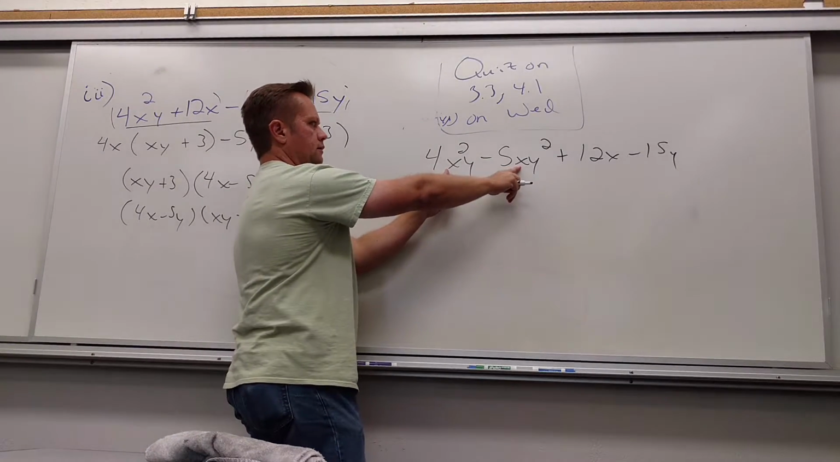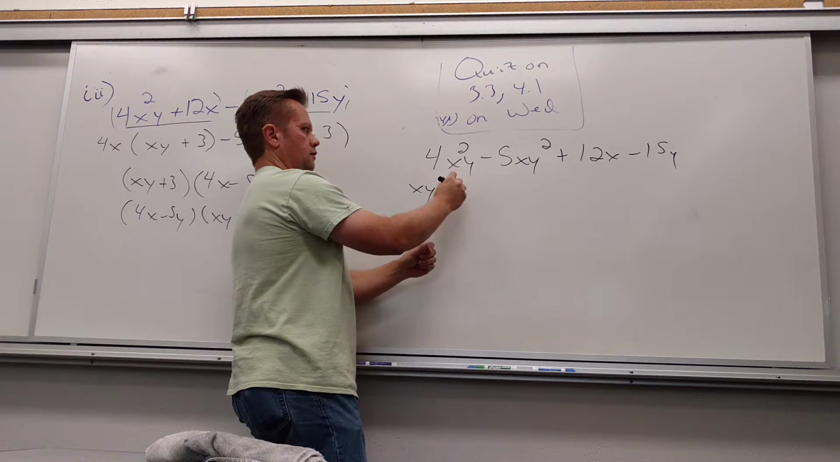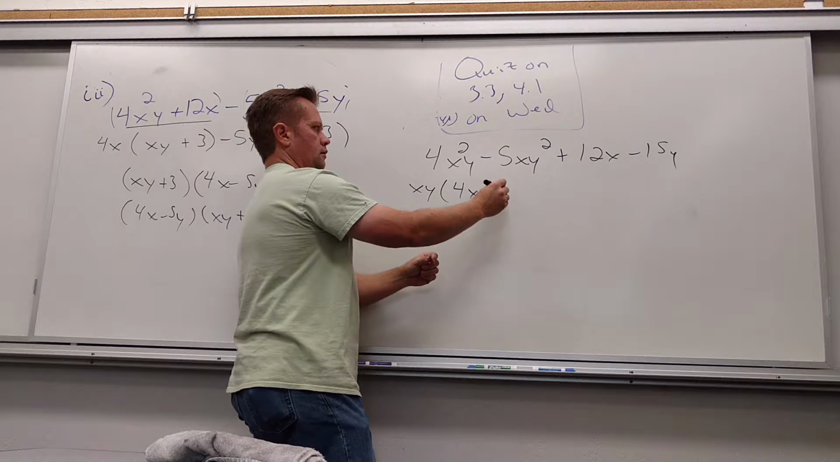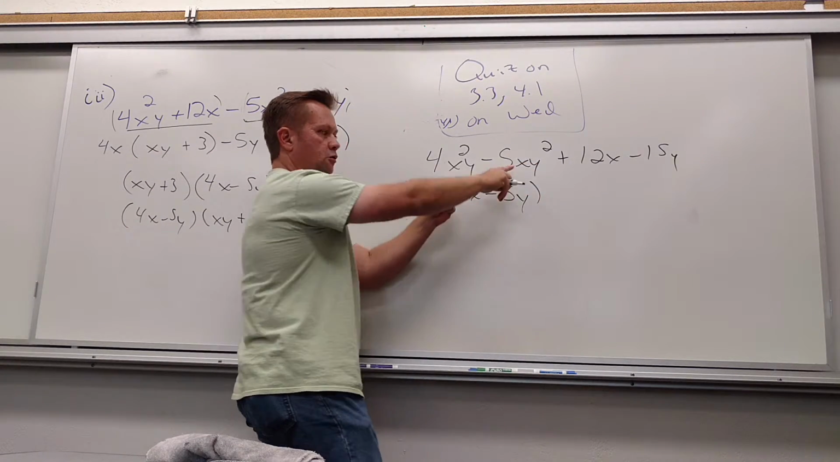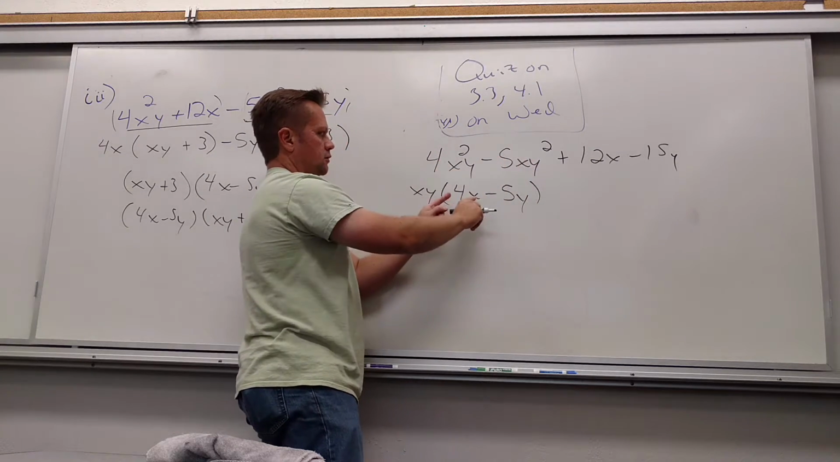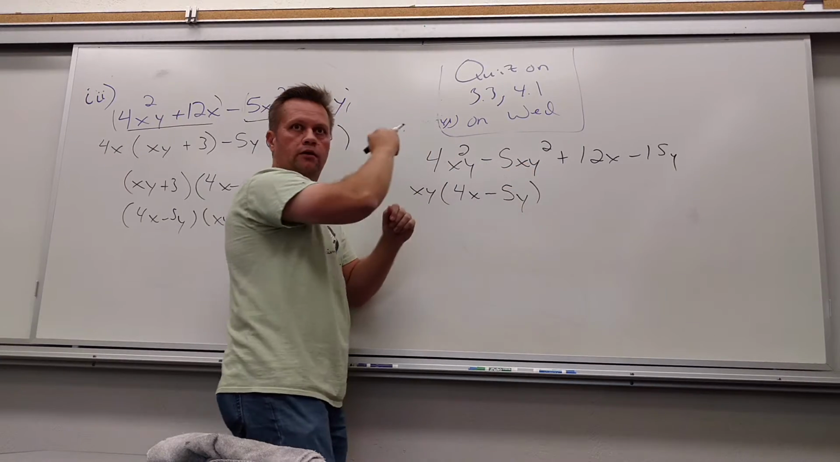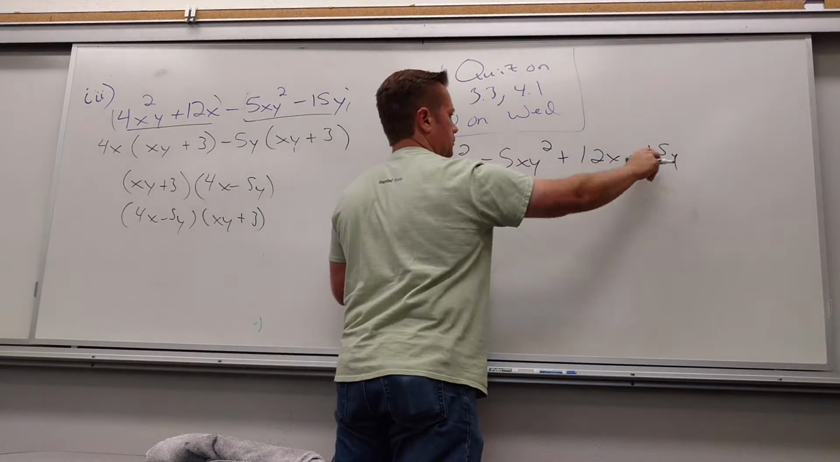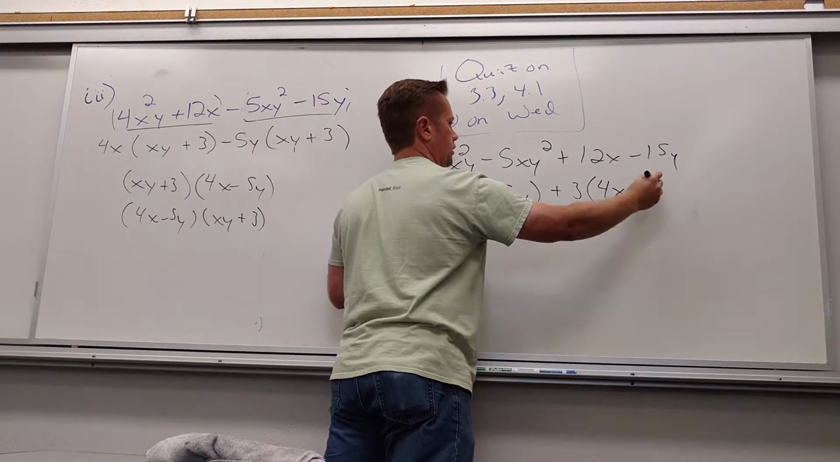What comes out of these? xy. xy. 4x minus... All right, is everybody cool with that? Take an x out, take a y out. So he's lost his y, has one x. He lost his x, has one y. And then what comes out of these two? 3. That's pretty easy to see.